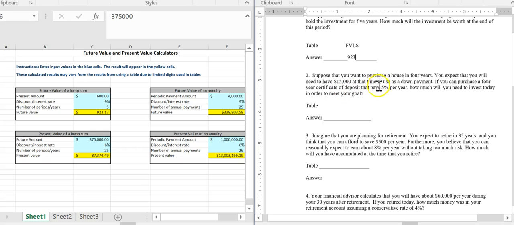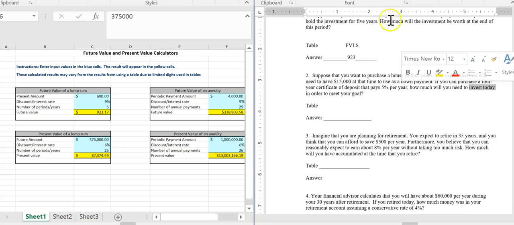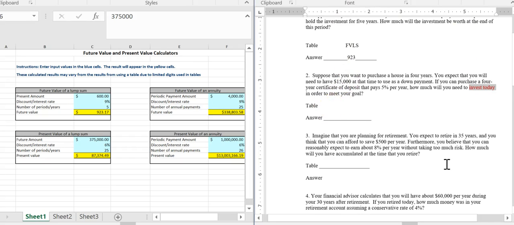Moving on. Question number 2. Okay, it's about a down payment for a house. I'm going to go 4-year CD, pays 5%. The question. How much will I need to invest today? Today. Operative word, today. So I know that today is present value. Next, I'm going to go to the money. $15,000. It does not say anywhere that it's an annuity or anything like that, so it appears to be a lump sum. Present value lump sum.